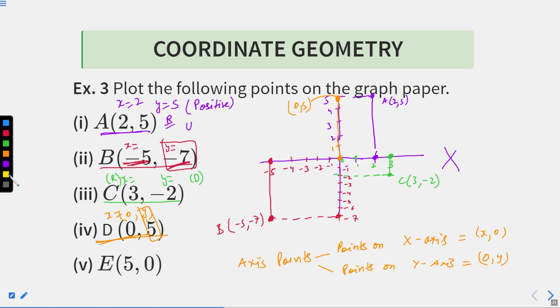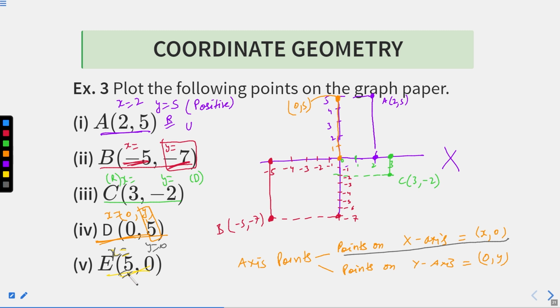Similarly, for this point, here x is 5, and 5 means positive, and y is 0, where 0 means 0. So it is the point on the x-axis. If you see (x, 0), so (5, 0), one can easily say that it is on the x-axis.